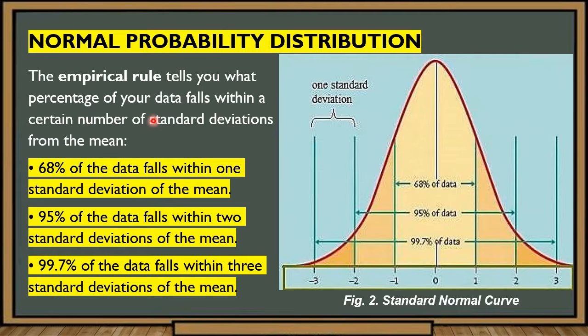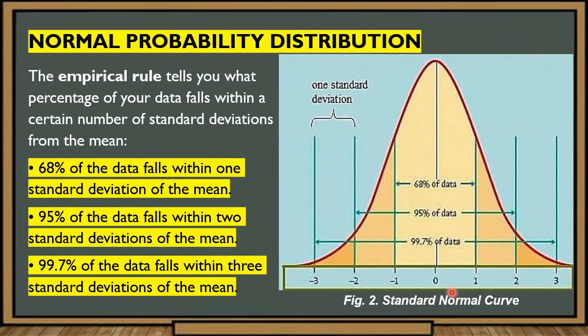If you want to remember what the empirical rule is, just remember the 3 numbers: 68, 95, 99.7, known as the 3 sigma rule. So in this rule, first, 68% of the data falls within 1 standard deviation of the mean.